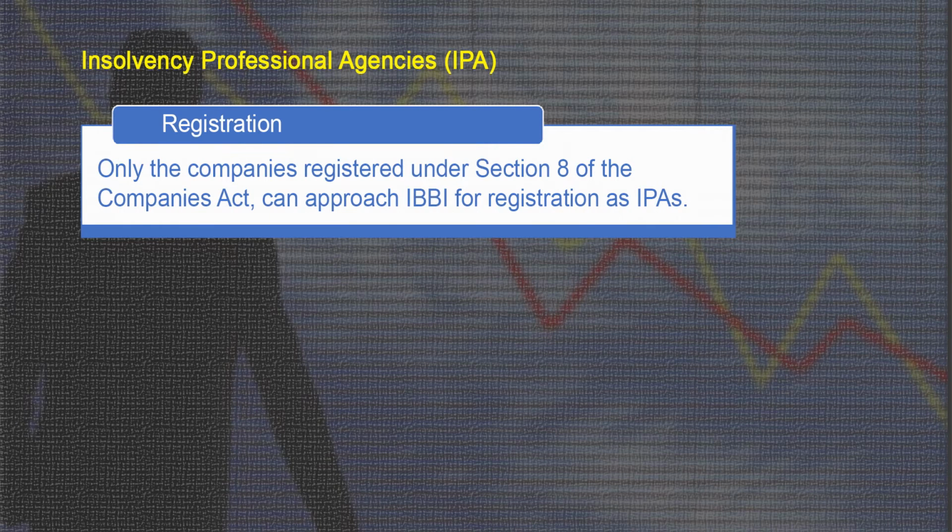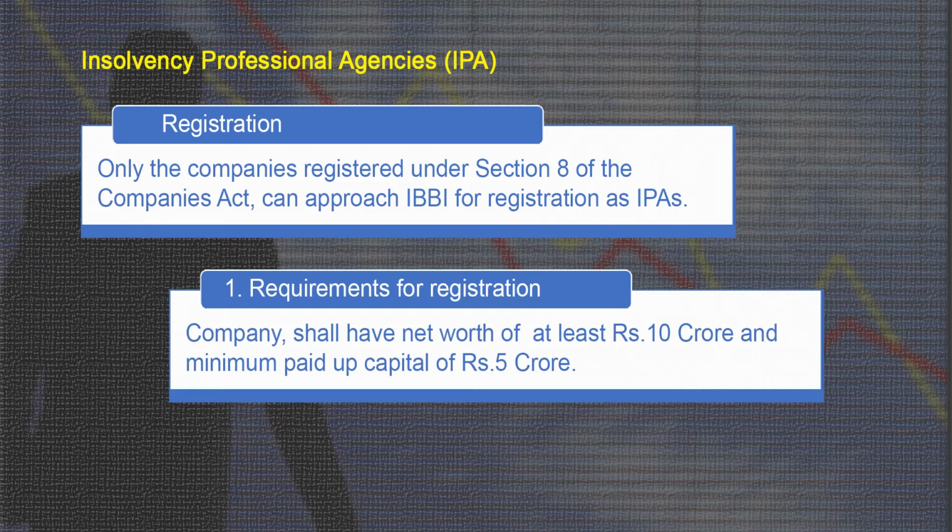Only companies registered under section 8 of the Companies Act can approach IBBI for registration as IPAs, which will lay down professional standards, code of ethics and be the first level regulator for insolvency professional members. The requirements for registration are that this section 8 company shall have a net worth of at least 10 crores and minimum paid up capital of 5 crores. It shall not be under the control of NRIs, that is, not more than 49% directly or indirectly held by NRIs. It should not be a subsidiary of a body corporate, and its applicants, promoters, directors and shareholders are fit and proper persons. However, a statutory regulator like the Institute of Company Secretaries of India may hold 100% of paid up capital of the IPA.